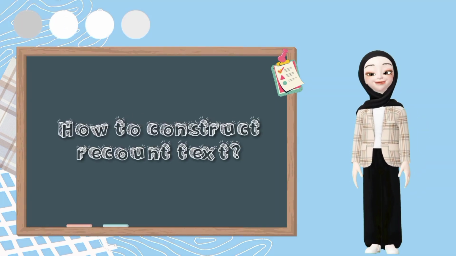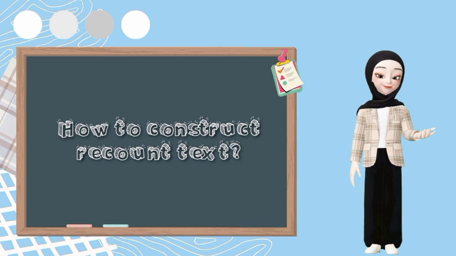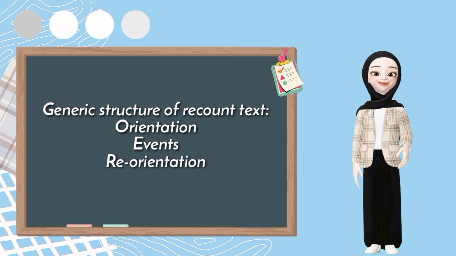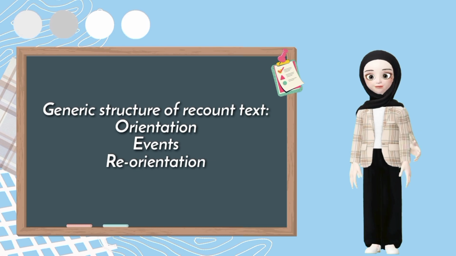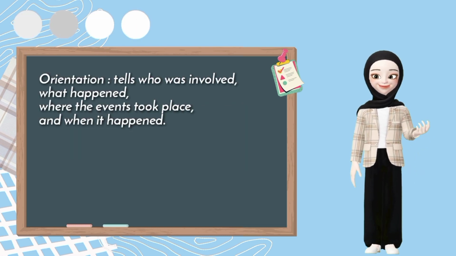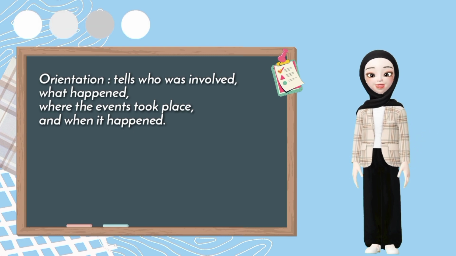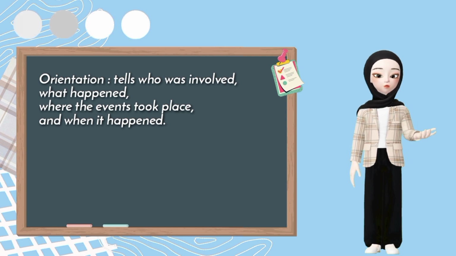How to construct recount text? To construct recount text, we need to know the generic structures of recount text. Recount text consists of three parts. It is called as generic structures. Well, the generic structures of recount text are orientation, events, and reorientation. The first is orientation. Orientation tells who is involved, what happened, where the events took place, and when it happened. Here, the orientation is the introduction of the story.